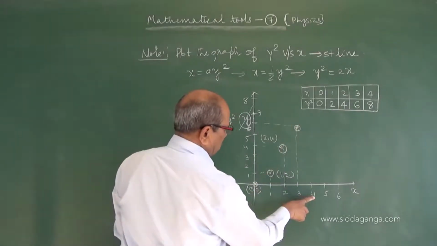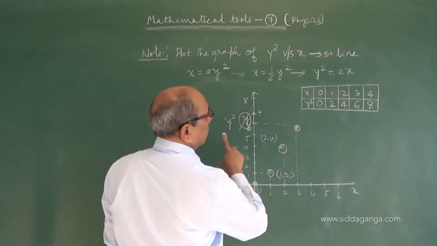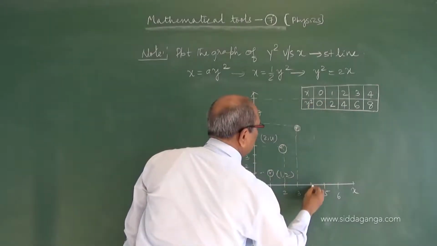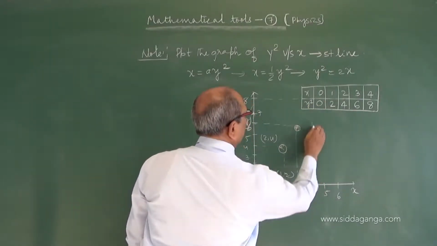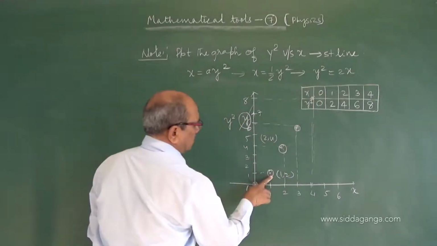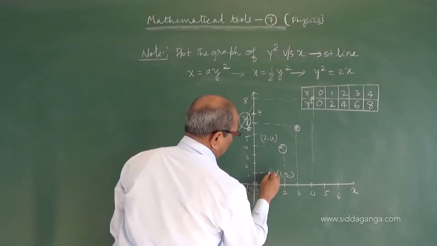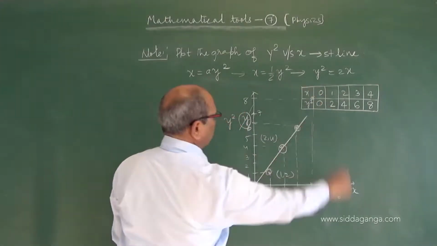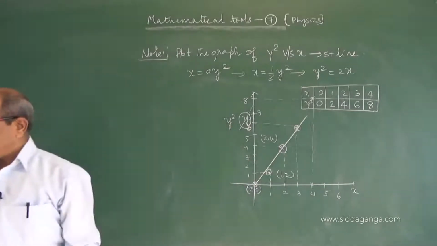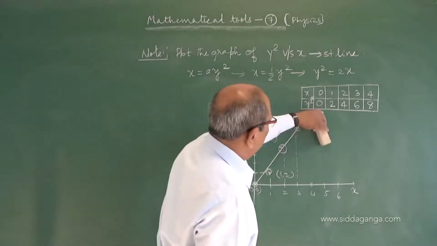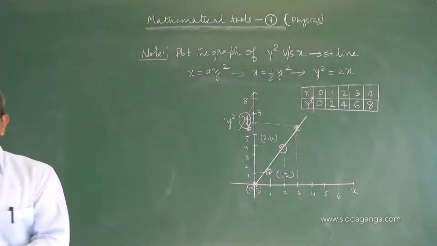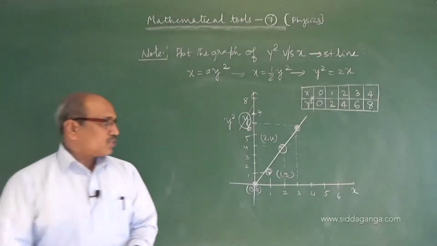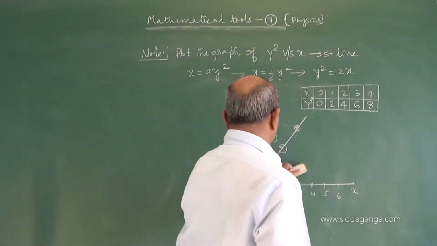And similarly 4, 8. So let us see. Now you are seeing it is a straight line. The higher point is not proportionate to the scale, you leave it. So we got a straight line. You see the curve appearing to be a straight line.